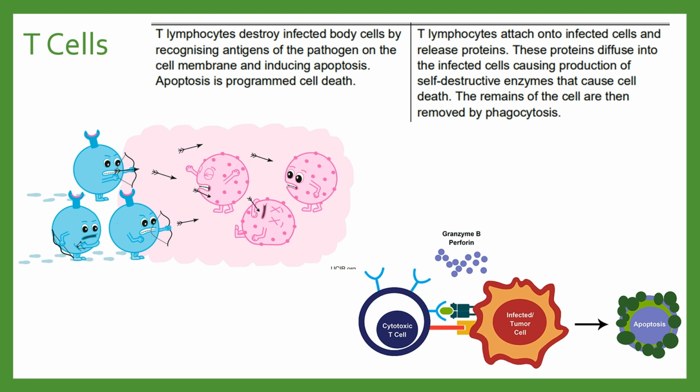So, if a pathogen has infected one of our own body cells, the T lymphocytes recognise the antigen on this pathogen, will attach itself to our body cell and release proteins. The proteins released by the T lymphocytes will diffuse into our infected body cells, and this causes the production of self-destructive enzymes, the ones that will lead to the cell death.